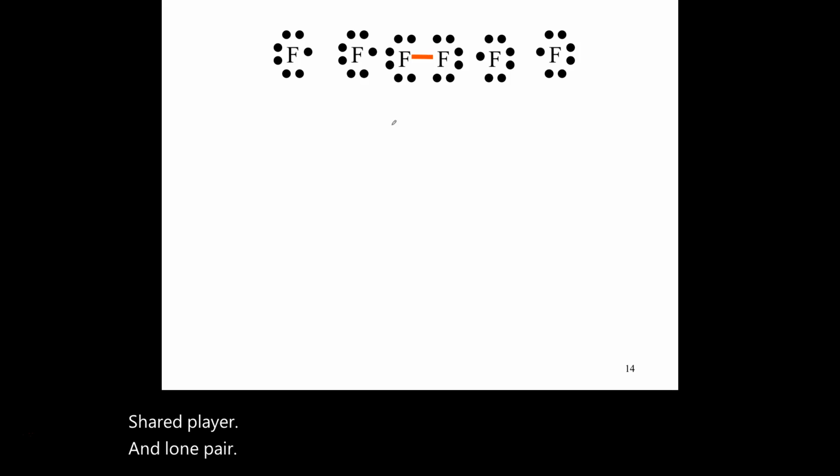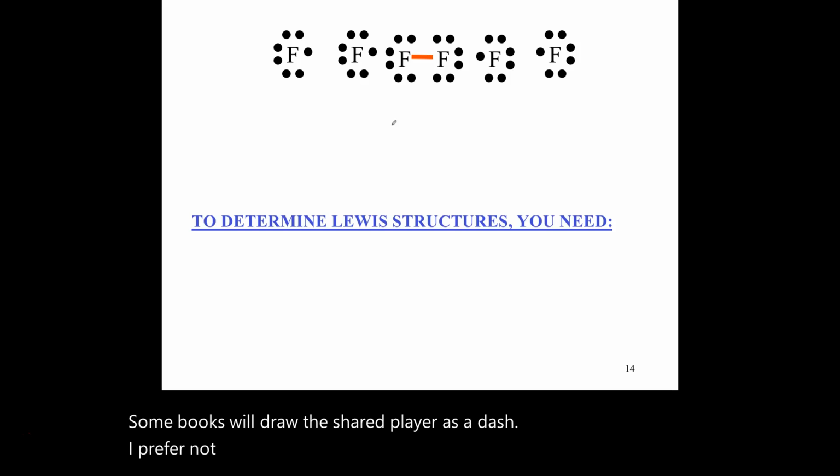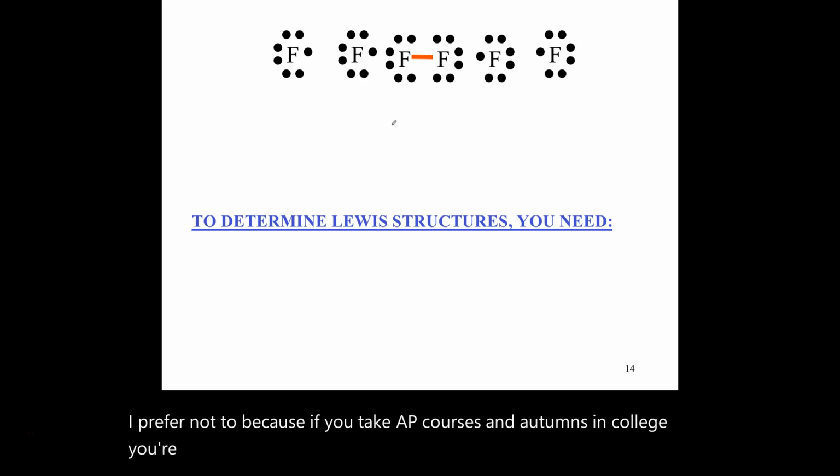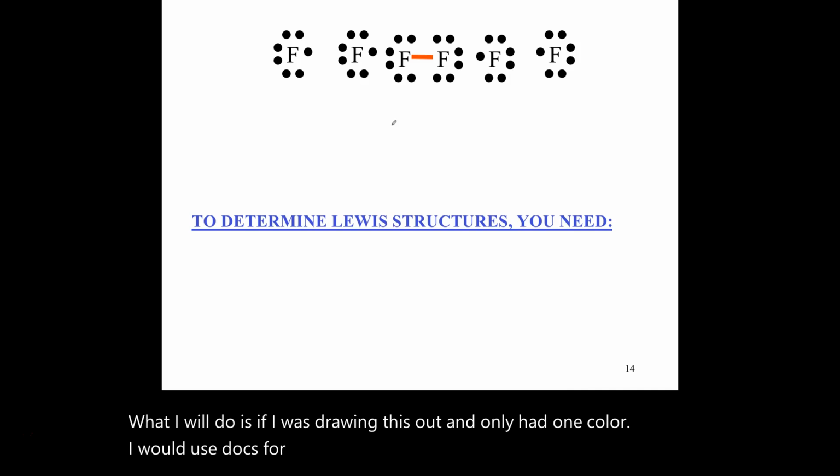Some books will draw the shared pair as a dash. I prefer not to, because if you take AP courses, and a lot of times in college, you're not allowed to do the dashes with that. What I will do is, if I was drawing this out and only had one color, I would use dots for one element and X's for another.